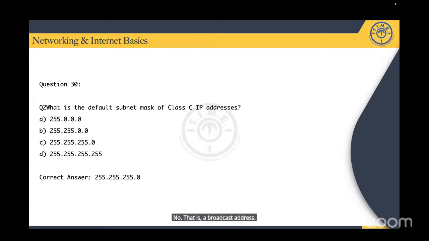If all the blocks are filled with 255, that is a broadcast address. So I'll repeat, the option itself tells which class it is. The first one, class A, second one, class B, third one, class C. It is very easy to remember: if only one block is filled, that is class A. Two blocks filled, class B. Three blocks, class C. If all the blocks are filled, that is a broadcast address. So the simple shortcut is 3 blocks C, 2 blocks B, 1 block A.